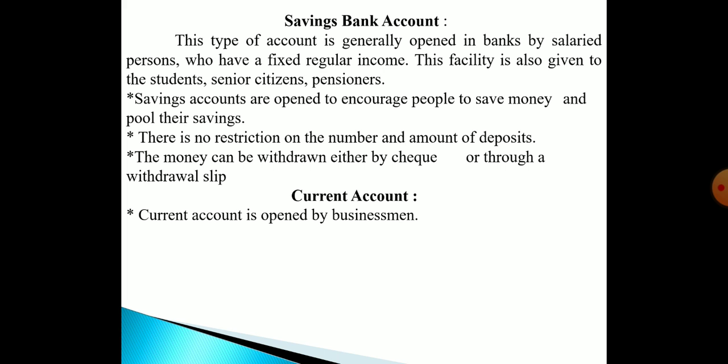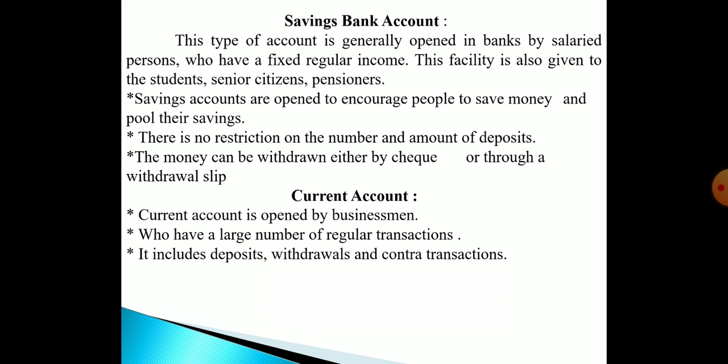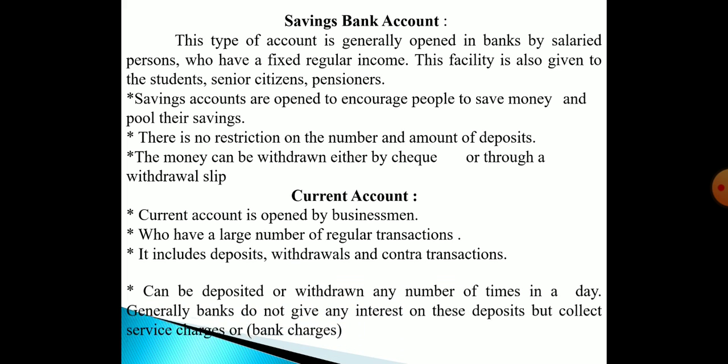The second one is the current account. It is mainly suitable for businessmen who have a large number of regular transactions and regular income. A current account is very suitable for such a person. In this type of account, deposit facility, withdrawal facility and contra transaction facility are also provided.